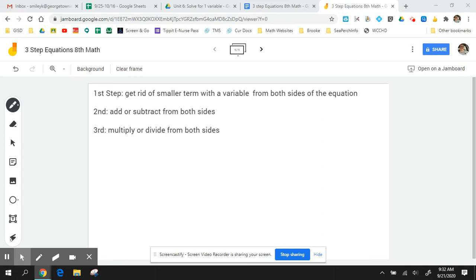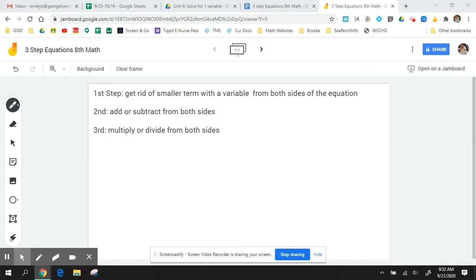The next step, number 2, is to add or subtract from both sides. So those whole numbers that you have, you're going to try and get them onto the opposite side of your variable. The third step is you're going to multiply or divide. You solve it like any regular 1-step or 2-step problem that you've done this past week.